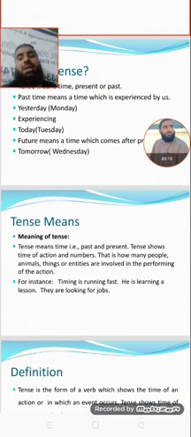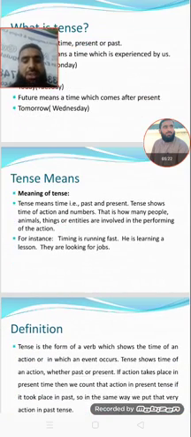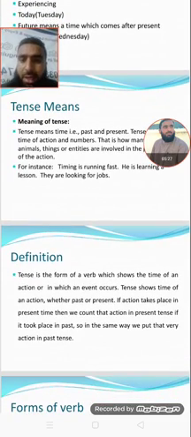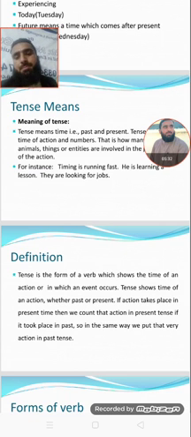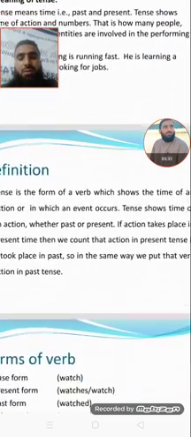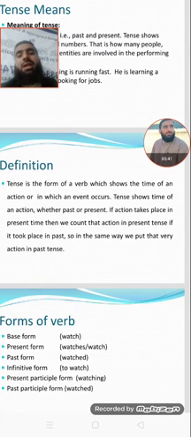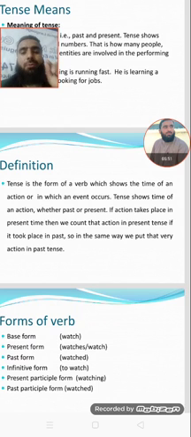Now, what is the definition of tense? Listen carefully, please. Tense is the form of a verb which shows the time of an action, or the time in which an event occurs, an event or an activity. So tense is the form of a verb. We have many forms of verbs.